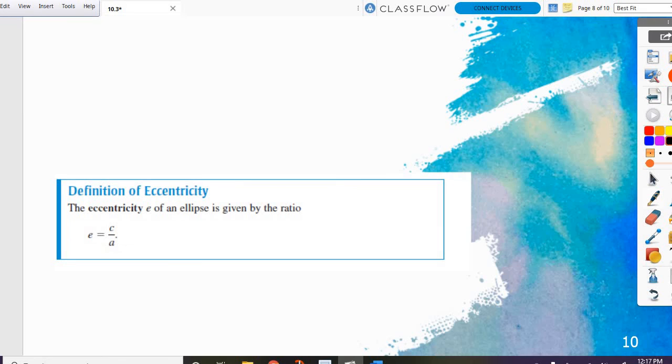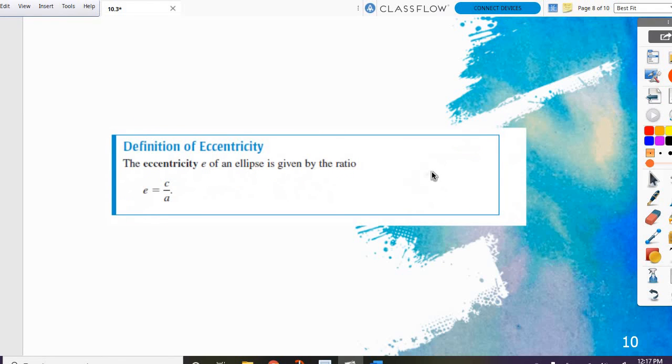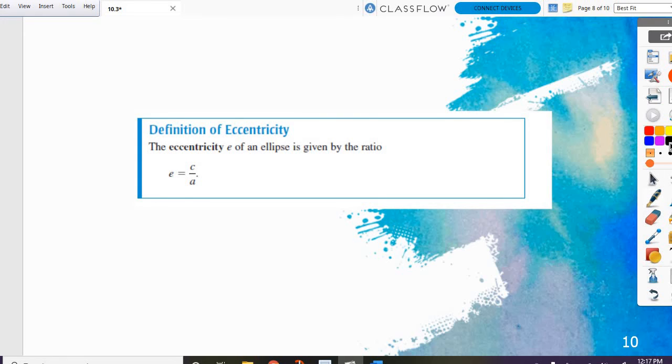Skip that one. Now we're going to talk about eccentricity. Have any of us heard of eccentricity before? No? Sometimes it comes up in some of your science classes when you're talking about planetary motion. Eccentricity, E, is a different E than the E that's like 2 point stuff. This E represents your eccentricity, and it equals your C value divided by your A value. Now, your eccentricity always has to be between 0 and 1.